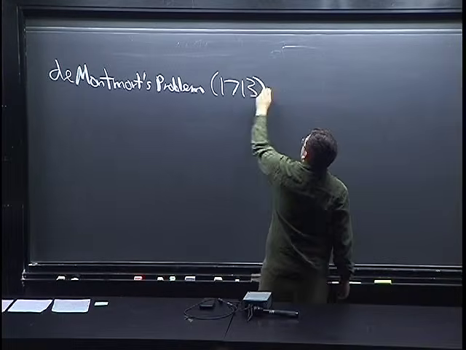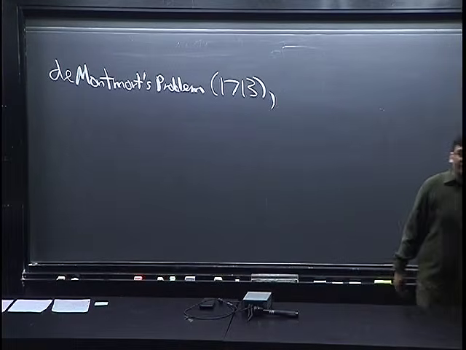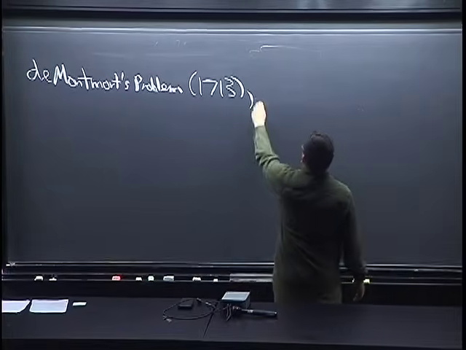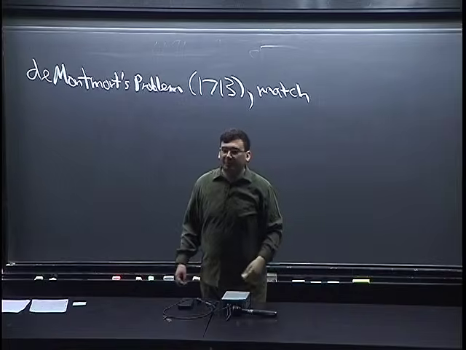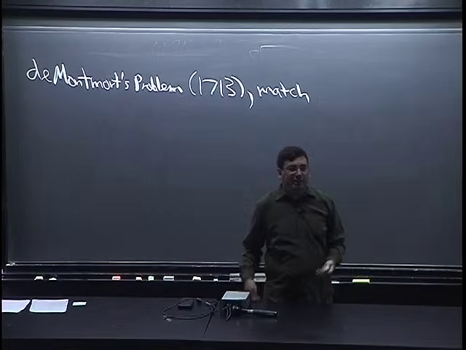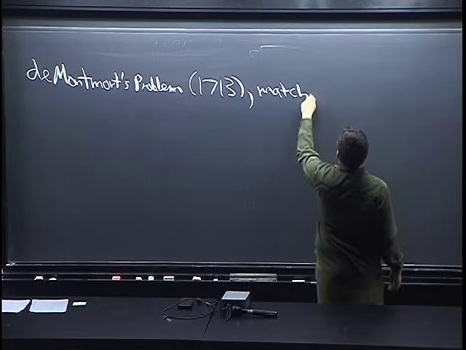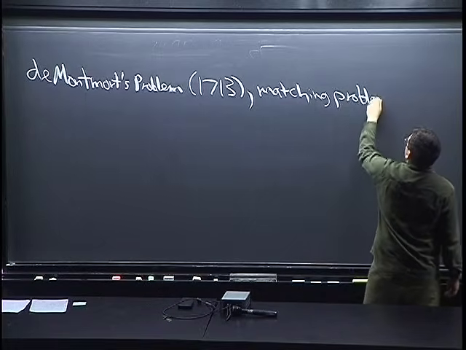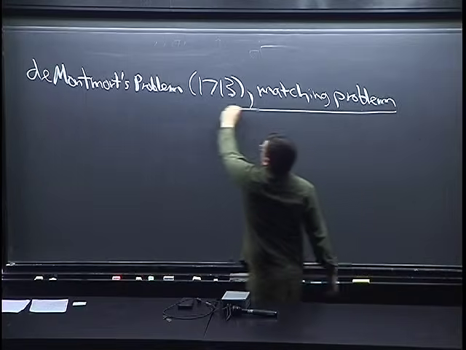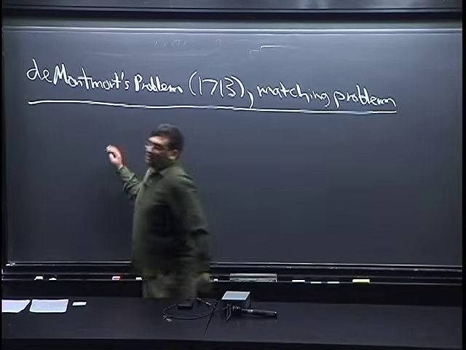And this goes by different names in the literature. Sometimes this is called the matching problem. Usually I'll just call it the matching problem, or I'll call it de Montmort's problem. I don't actually care if you know the name of the problem. I care that you know the concept. It goes by other names because it's a pretty natural problem that comes up in different contexts. Okay, so there are many different ways we could phrase this problem.